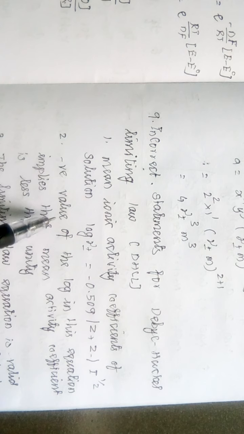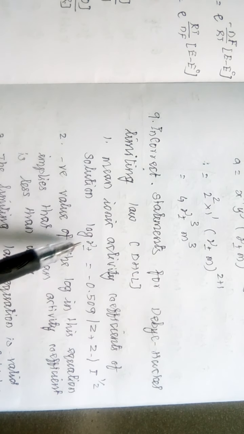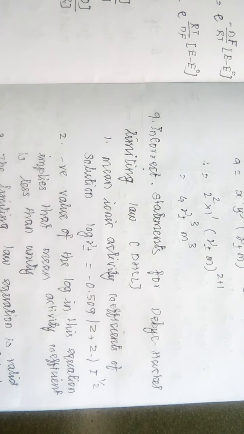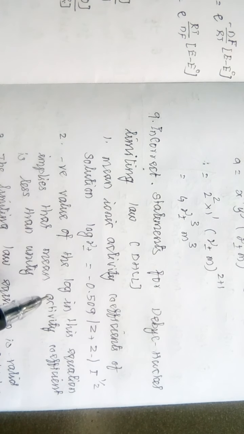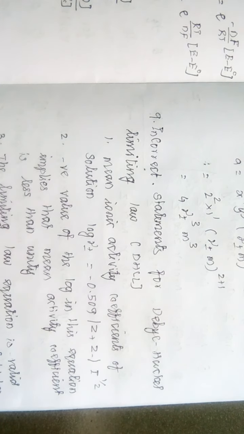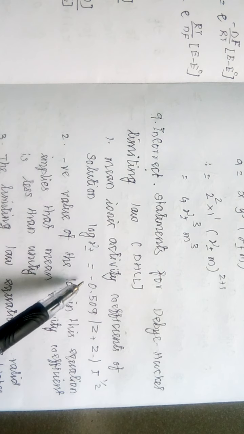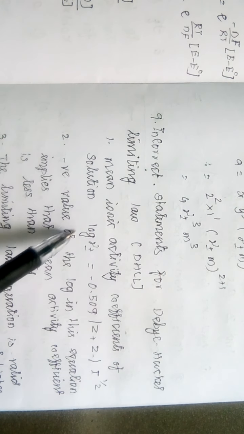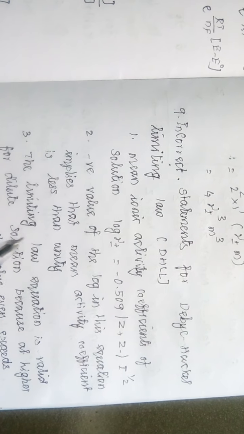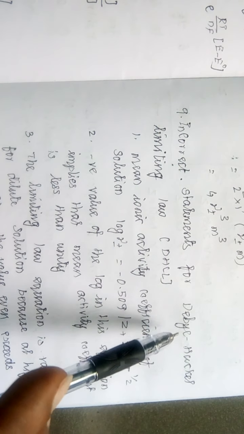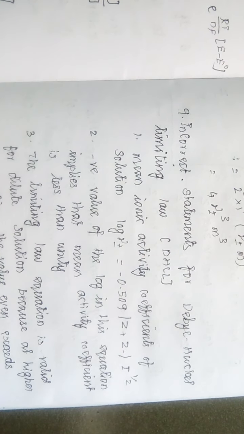The second point is the negative value of the log. In this equation, it implies that the mean activity coefficient is less than unity. Since its value is given as minus, the activity coefficient should be less than 1. This is also an assumption in the statement from the Debye-Huckel limiting law.